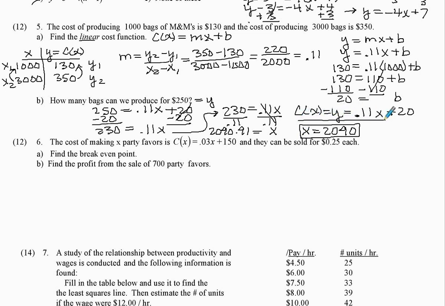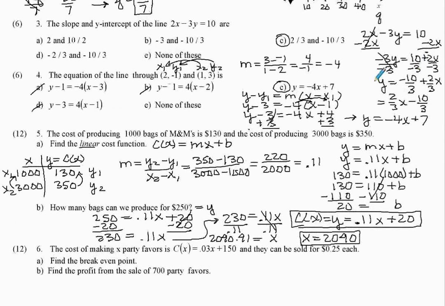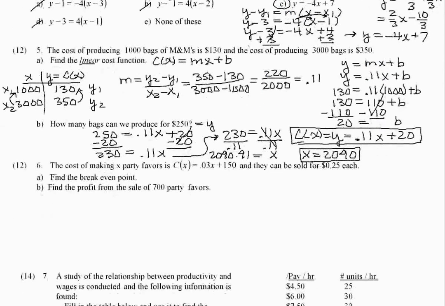And here was our answer for part A. So same thing that we did up here when we had the 2 points. First found the slope, and then here we used point slope, but here we plugged into mx plus b. And you can do either way.